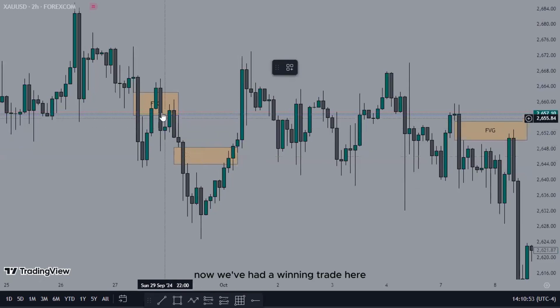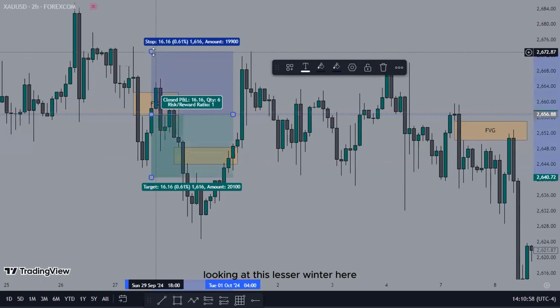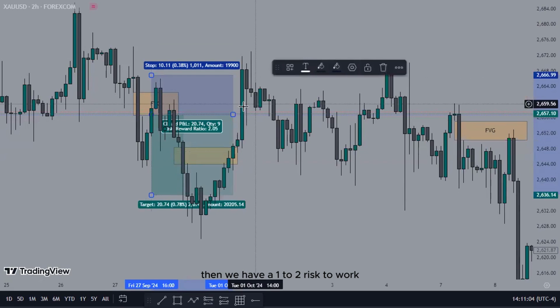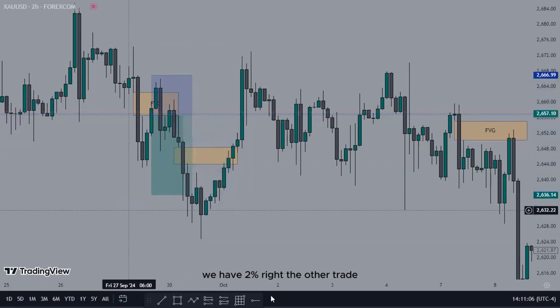All right. Now we've had a winning trade here. Let's draw this out. Let's say we enter here. Stop loss sits on top of that candle. This is what I preach in all my videos. If you watch my previous videos, then we have a 1 to 2 risk to reward. We have 2% right there on that trade.